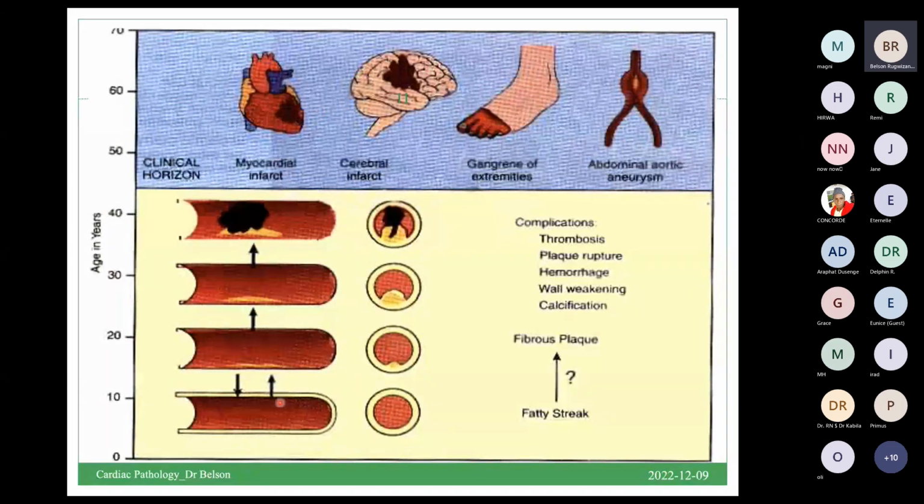So here we have the picture, I think you remember it, in atherosclerosis. Here we have fatty streaks. It is only fat that is deposited. Here you cannot see it grossly.